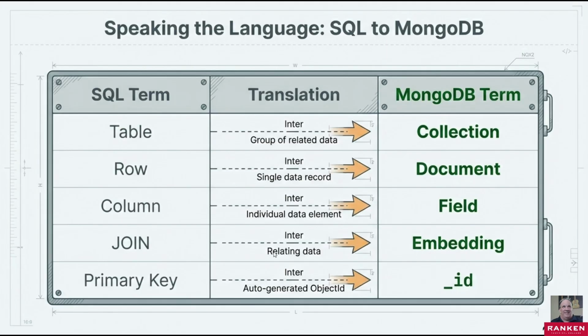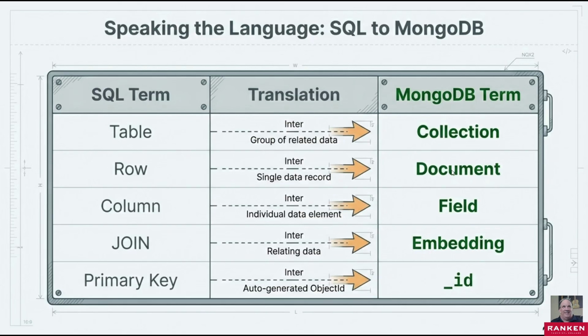So let's talk about how we can look at the translation from SQL to Mongo, right? In SQL, a table, in a Mongo database, is a collection. Whenever you see a collection, think, okay, that's a table, right? If you already understand SQL databases, relational databases, that's a good way to think about it. So when you think collection, think table.